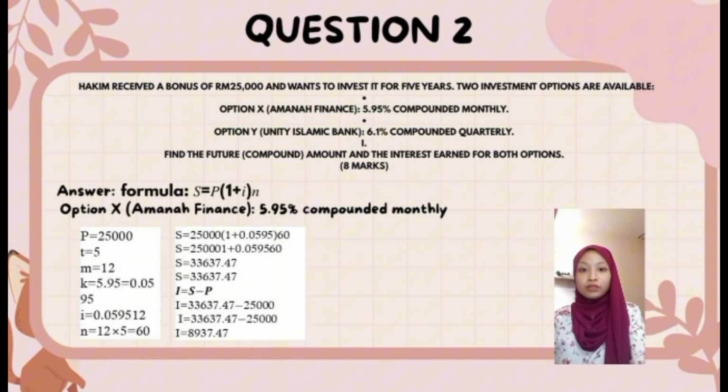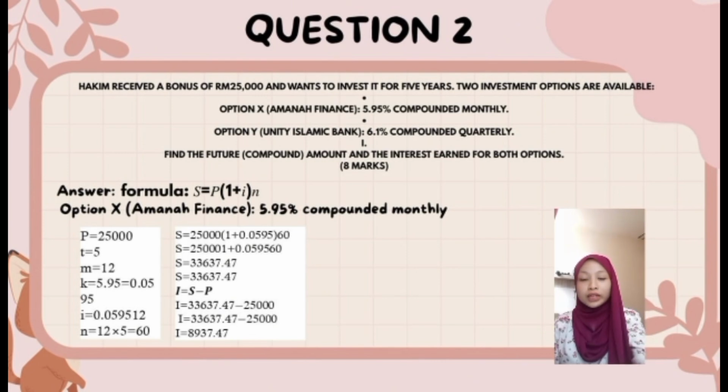Option X, 5.95% compounded monthly, we use the compound interest formula. S equal to P(1 + i)^n. P equal to 25,000, i equal to 0.0595 per 12, and n equal to 12 multiplied by 5 equal to 60. So, we put all the numbers into the formula and we got the answer. The future amount is 33,637 ringgit and 47 cents.